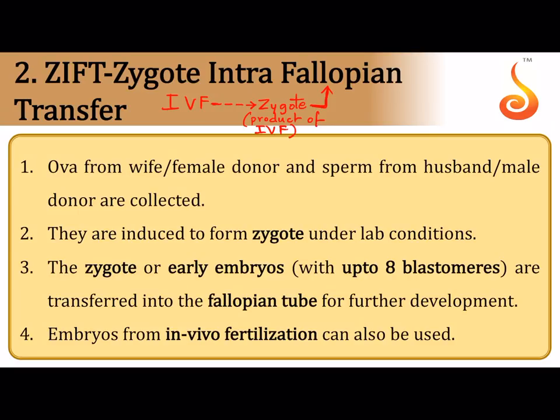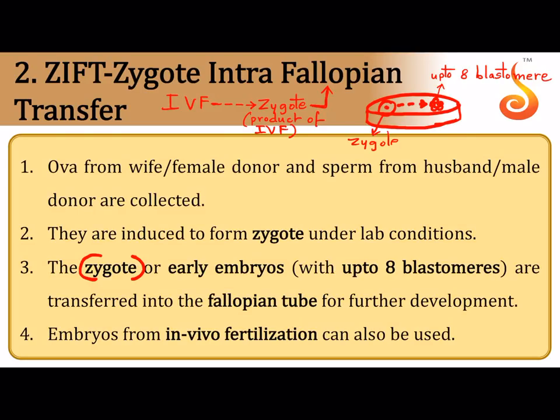Now what is done to this zygote here? See here, the zygote that is developing in the petri dish may be allowed to grow into a multicellular embryo which has up to 8 cells in it. So 8 blastomeres. So either you take the zygote or you allow the zygote to develop into a very early stage embryo which has up to how many blastomeres? 8 blastomeres.